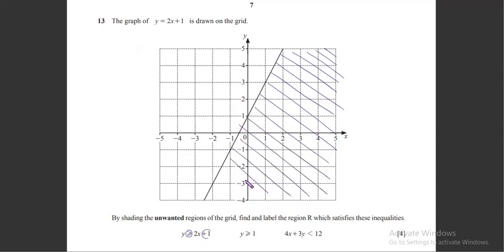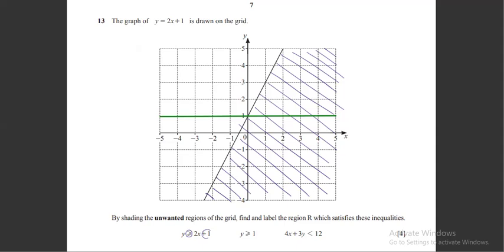Then the next inequality that is given to us is y is greater than or equal to 1. So we're going to forget about the inequality sign. Think about it as an equal sign, which means y is equal to 1 means it has to go through 1 on the y-axis. So this is where 1 on the y-axis is. So the line should be a line like this. Now, when we consider the inequality sign, we have a line under this inequality sign. So it says greater than or equal to. Due to that reason, this has to be a solid line.